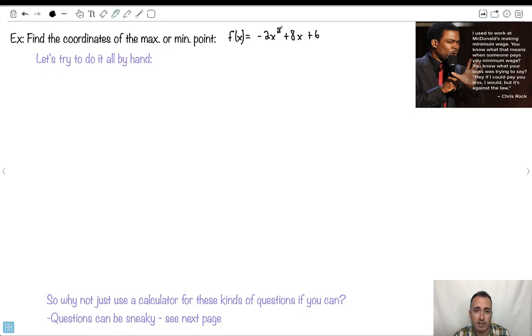Well, you can already kind of guess a little bit because it's a quadratic, which means it's going to be a parabola. I know it opens downwards because of the minus, so I know this is probably going to be a maximum. But let's pretend we didn't know all that.